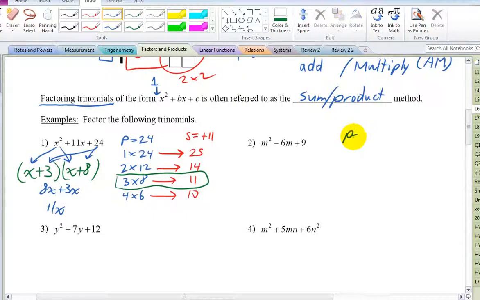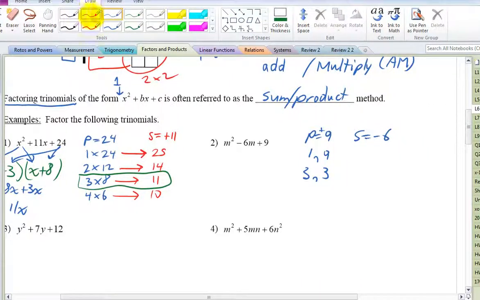Here our product is 9 and our sum equals -6. So what numbers multiply to 9? 1 and 9 and 3 and 3. So as I check my sum, here I get 10, here I get 6. I don't have any negatives. Oh man, what can I do?